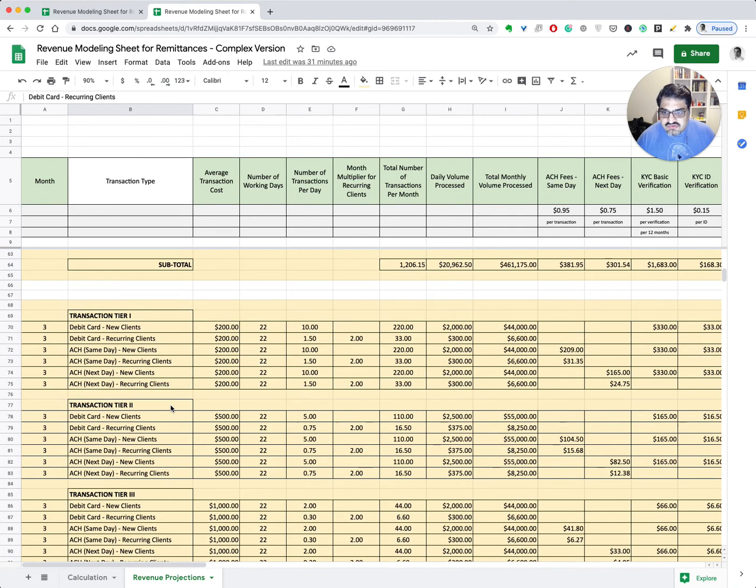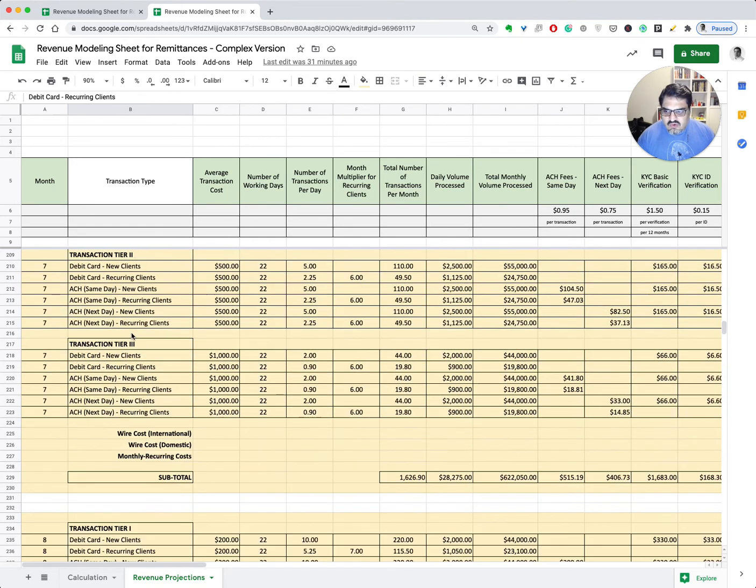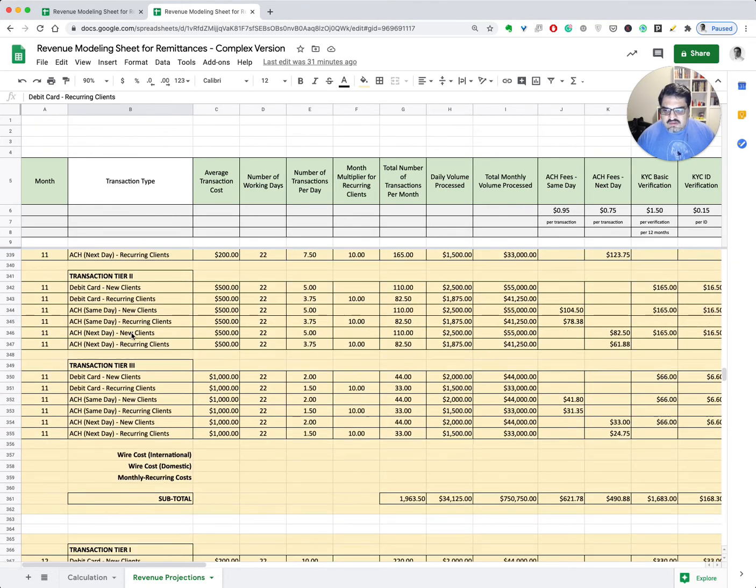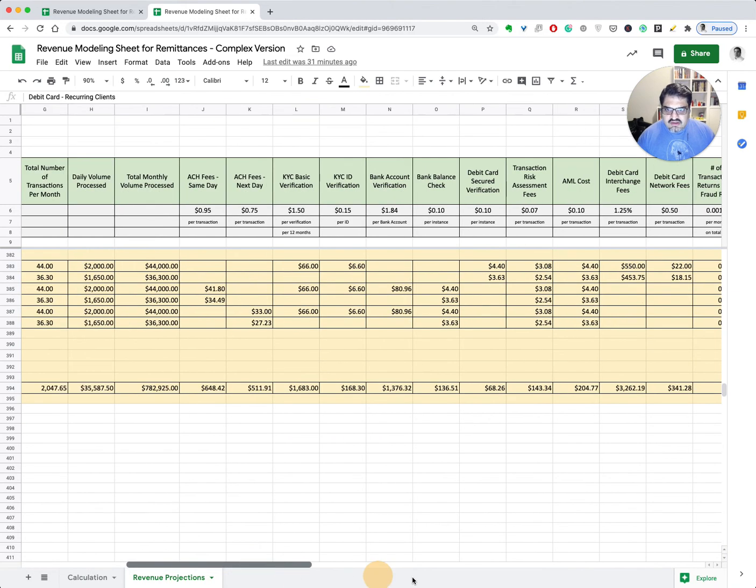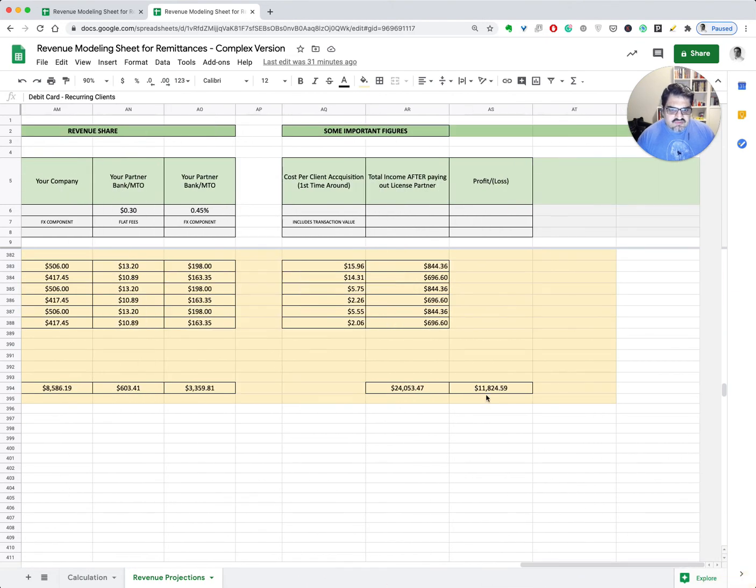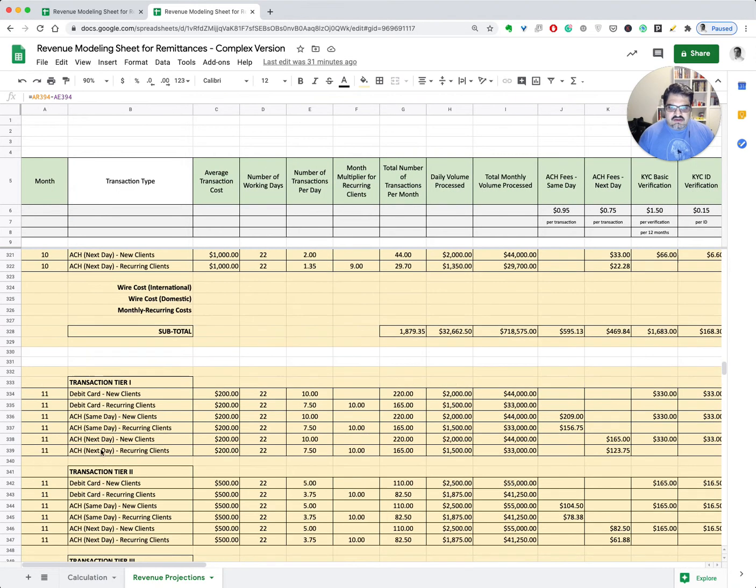In month three, not only are we going to have new and recurring, but the recurring will include clients from month one and month two. In the fourth month, it will include recurring from month one, month two, month three, and the new clients and so forth. So it goes up to all 12 months. And then it obviously calculates everything over here. For example, in this one, the monthly profit is $11,000, etc. And obviously, this is just dummy data entered over here.